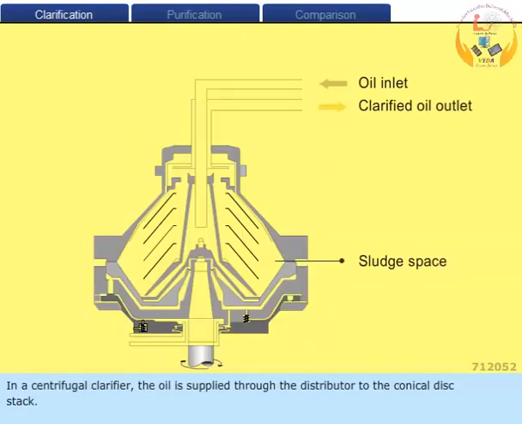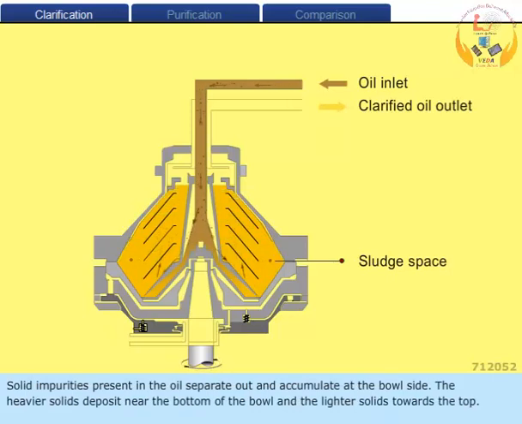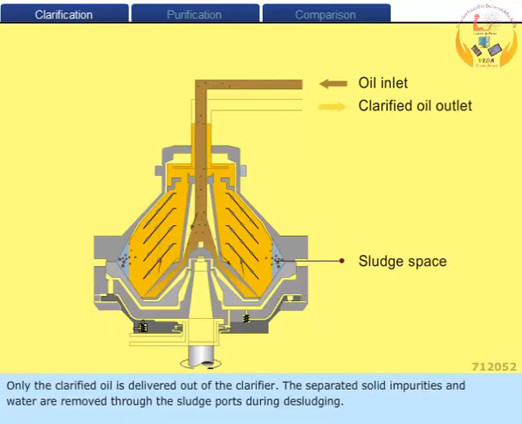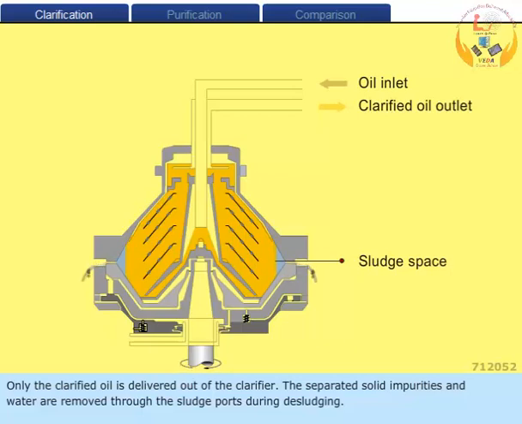In a centrifugal clarifier, the oil is supplied through the distributor to the conical disc stack. Solid impurities present in the oil separate out and accumulate at the bowl side. The heavier solids deposit near the bottom of the bowl and the lighter solids towards the top. Only the clarified oil is delivered out of the clarifier. The separated solid impurities and water are removed through the sludge ports during desludging.